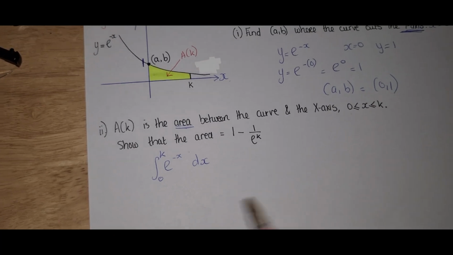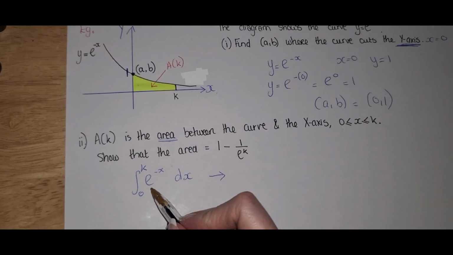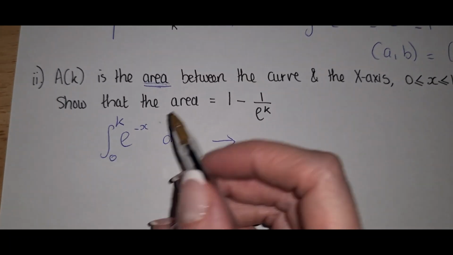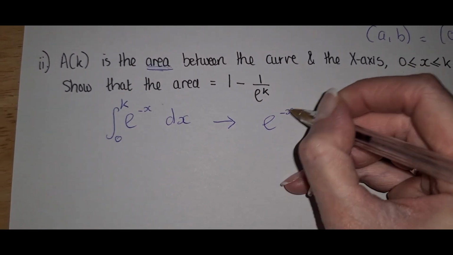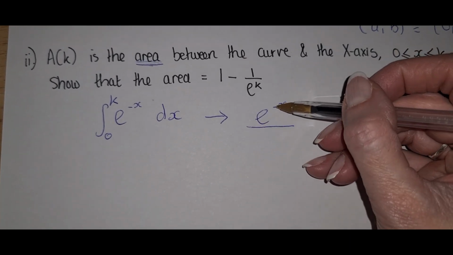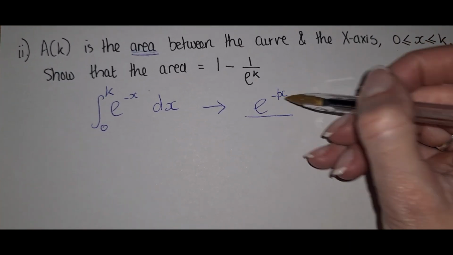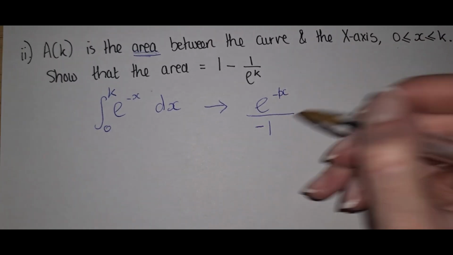All right, so we are now going to integrate that. If you integrate an exponential, you will get back an exponential. So I'm going to get back e to the power of minus x, but then you have to divide that by the derivative of the power. If you differentiate minus x, well, that's a minus 1x, right? So if you differentiate minus 1x with respect to x, you'll just get back a minus 1.